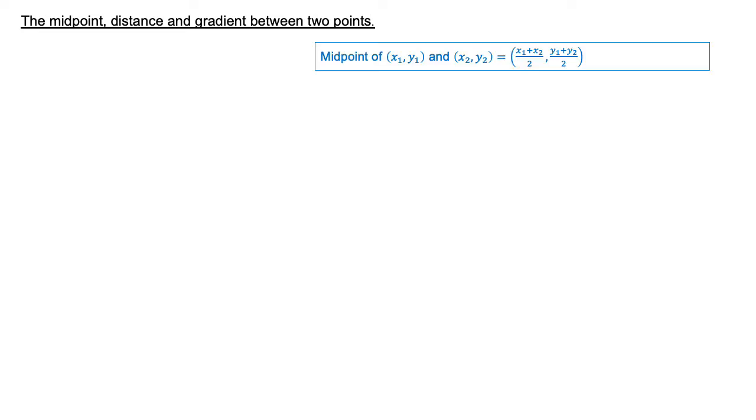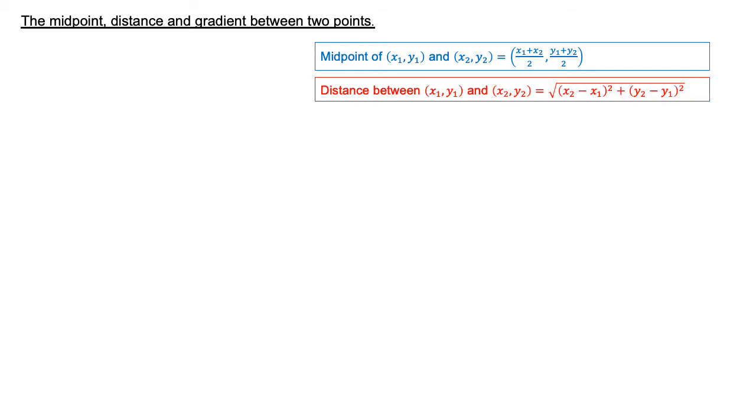Okay, so first we're going to look at the midpoint and the distance and gradient between 2 points. So the formula for the midpoint is here, and you've seen this in your GCSE course. Now remember, x1 with this little subscript 1, y1, x2, y2, they have no mathematical meaning. It's just a label for the coordinates. So if I have 2 coordinates, then the midpoint is the average of the x coordinates and the average of the y coordinates to give you the x and y coordinate of the midpoint.